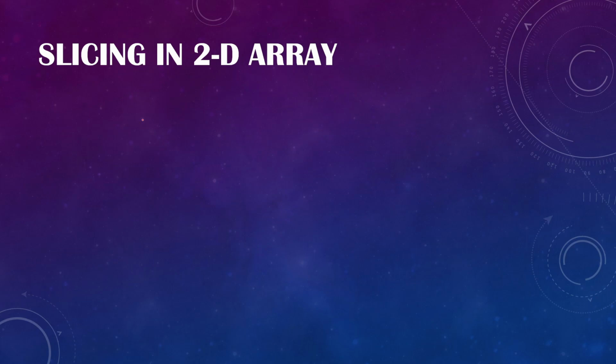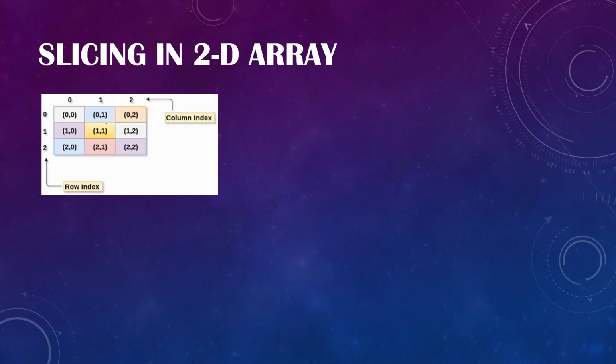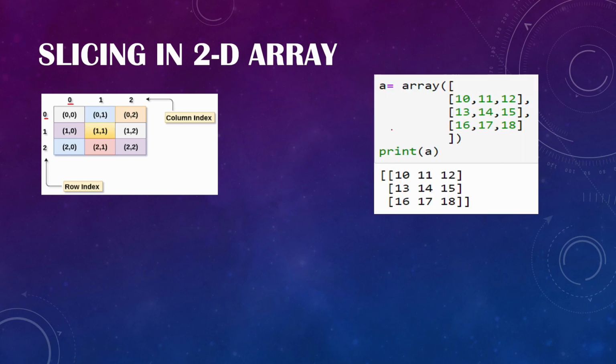So let us understand a 2D array first. A 2D array is a rectangular array with more than one row and more than one column. Here the row index starts from 0 and also the column index starts from 0. So let us first create a 2D array. Here we have created a 2D array, a 3 cross 3 array, 3 rows and 3 columns. The start index of the array is 0.